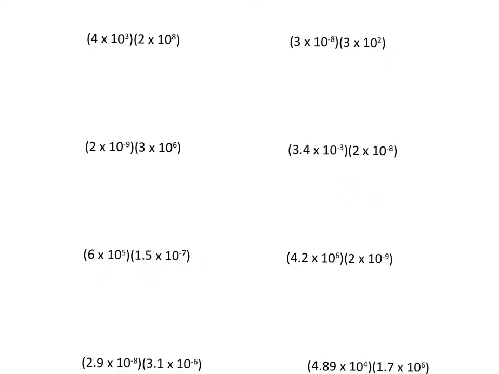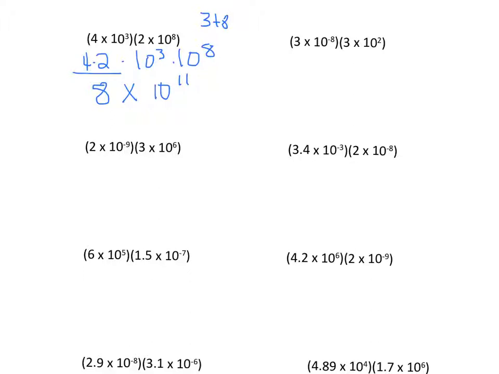All right, so remember we regroup, so we're going to put our numbers next to each other and our powers of 10 next to each other. Then you're going to simplify. 4 times 2 is 8 times 10 to the... when you're multiplying the powers, you add the exponents. So 3 plus 8 is 11.